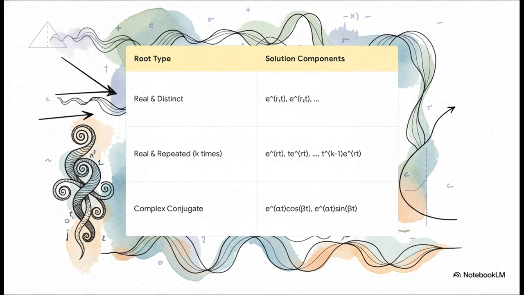Seriously, this slide is your roadmap. It's your cheat sheet for everything. If your roots are real numbers and all different, you use that first form. If you get a root that's repeated, you have to start multiplying by t. And if you get those complex conjugate roots, you know, the ones with i in them, they create these beautiful sine and cosine terms. We're about to see every single one of these in action.